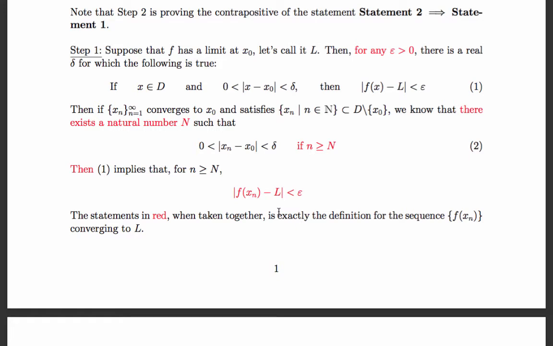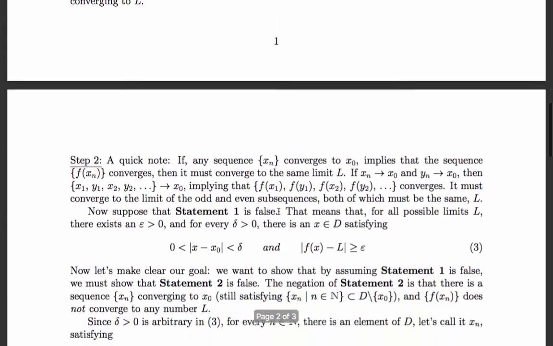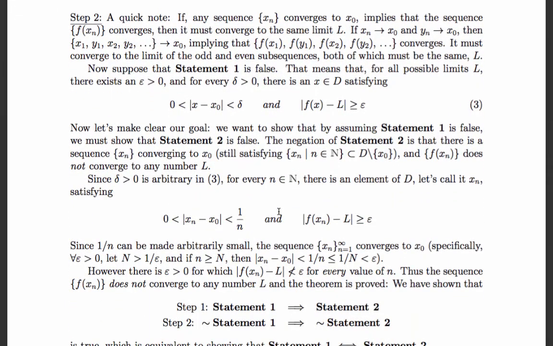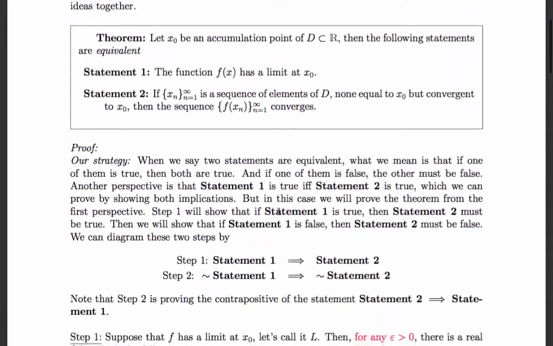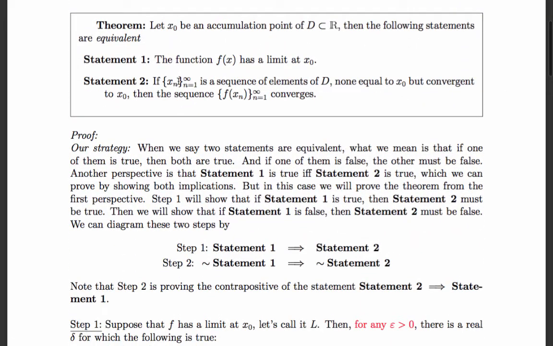So, we've shown that step 1 is true. Statement 1 implies statement 2. Now step 2. But before we get deep into step 2, a quick note. If I look at the theorem statement, a convergent sequence xn to x naught implies that f of xn converges. The statement does not say that it implies that f of xn converges always to the same limit. But in fact, it's implied in there if not explicitly stated.